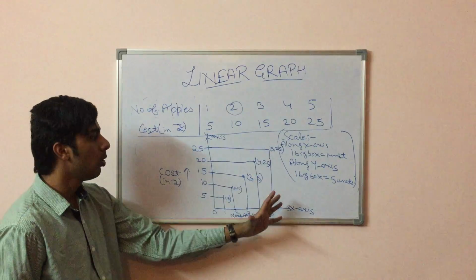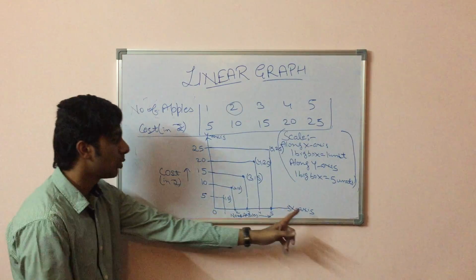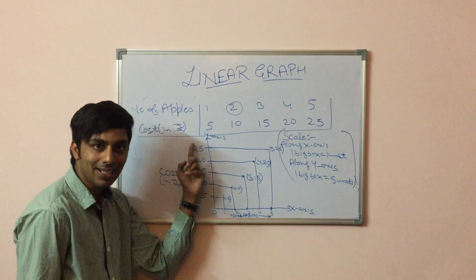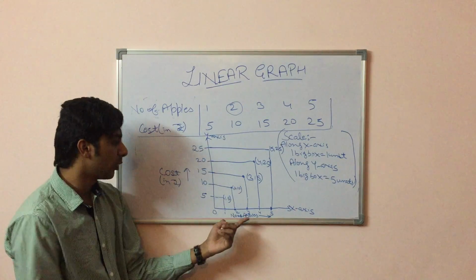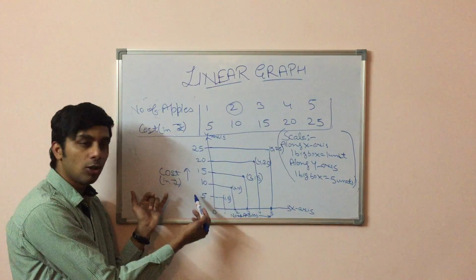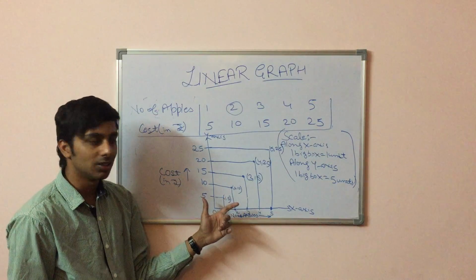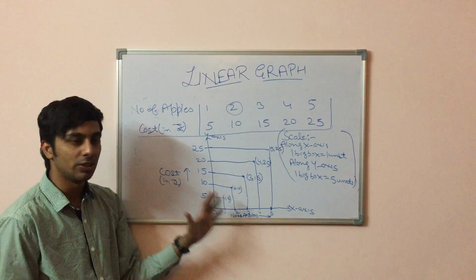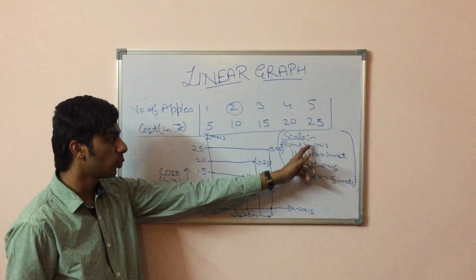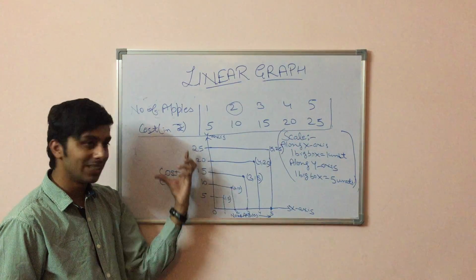So this is how you represent a graph. You have to write this is the x-axis, this is the y-axis. Whatever is given in the question, number of apples, you can take the number of apples here and cost here. It would matter a lot. The graph should be the same. You have to write the scale also, showing how it is represented.